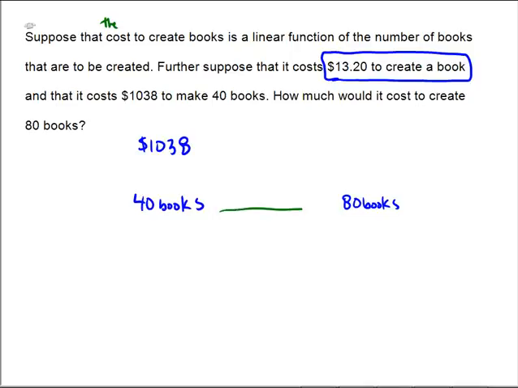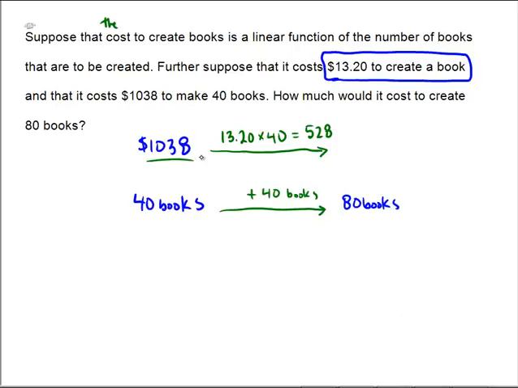So ask yourself, how many additional books are we adding on to go from 40 to 80? And hopefully you get there plus 40 books. And so then ask yourself, how much money additionally is that going to entail? Well, that's going to entail an extra $13.20 per book, and there are 40 more books. So what is 13.2 times 40? That means we're going to have to add on an extra $528.